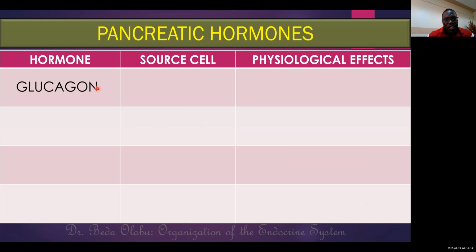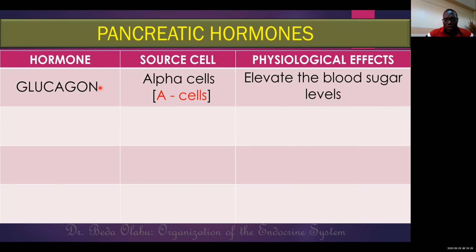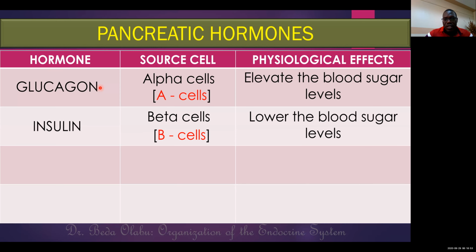So one of the hormones secreted from the islets of Langerhans is glucagon. Glucagon is the one produced by the alpha cells. The other name given to alpha cells is A cells. The key role of glucagon is to increase the serum sugar level. The second hormone is insulin. Insulin is secreted by the beta cells, which are also called the B cells. And the key role of insulin is to now lower the sugar levels.